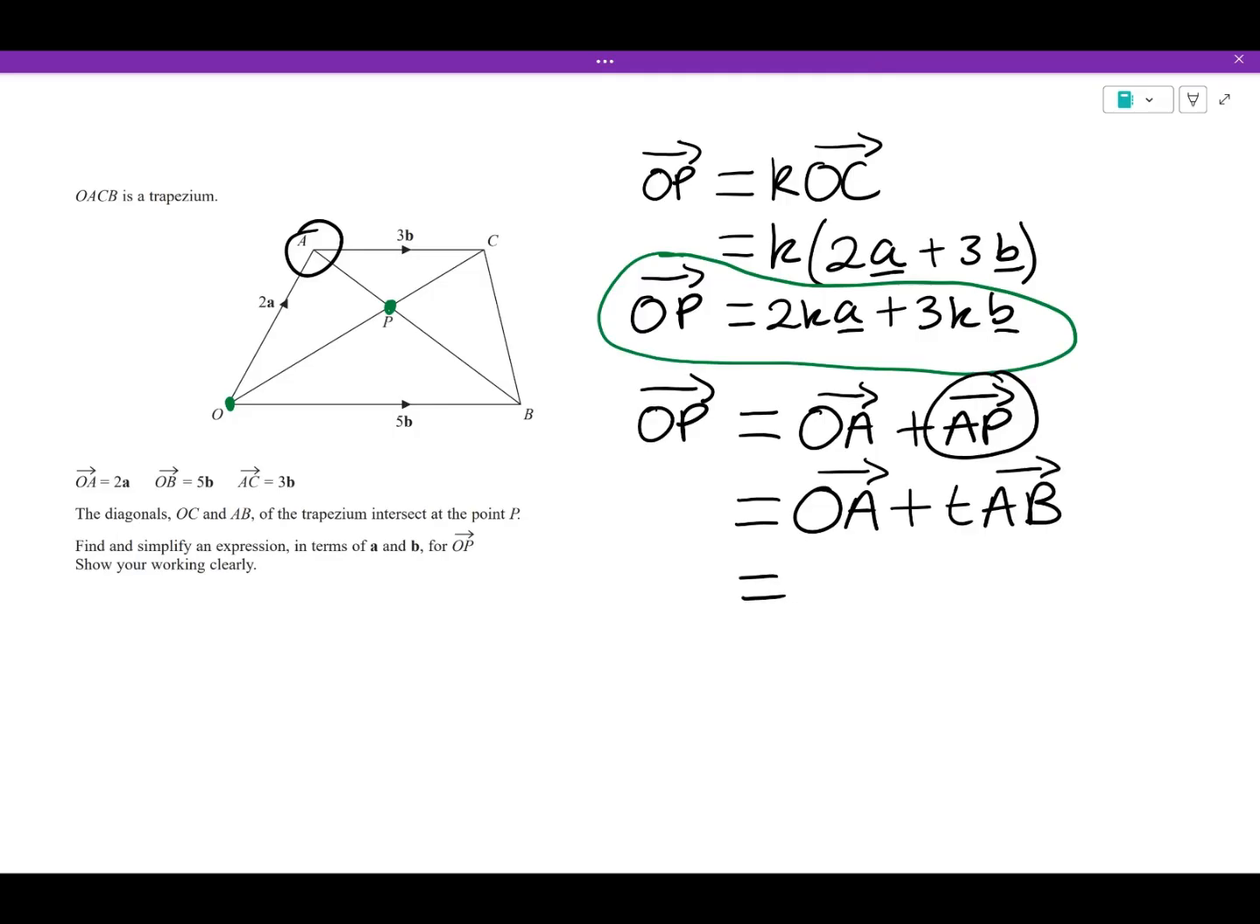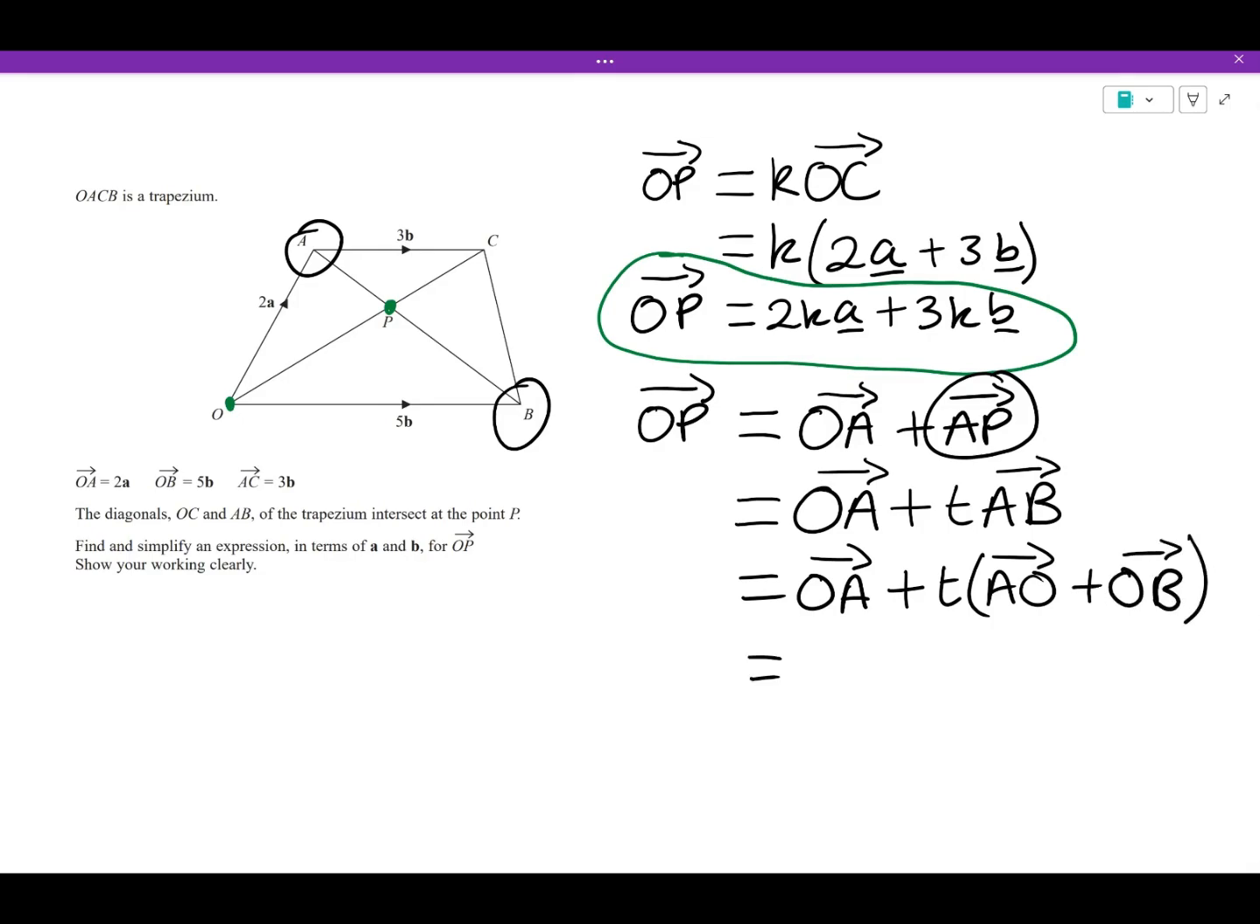So now I've got that. I now have to think about how I'm going to find A to B in terms of A and B, the vectors indicated on the diagram. So I'm going to write plus T, open brackets. Now if I'm starting at A and I need to get down to B, well, I could go from A to O first. And then once I'm at O, I can get along to B. So I'm going to add on O to B like that.